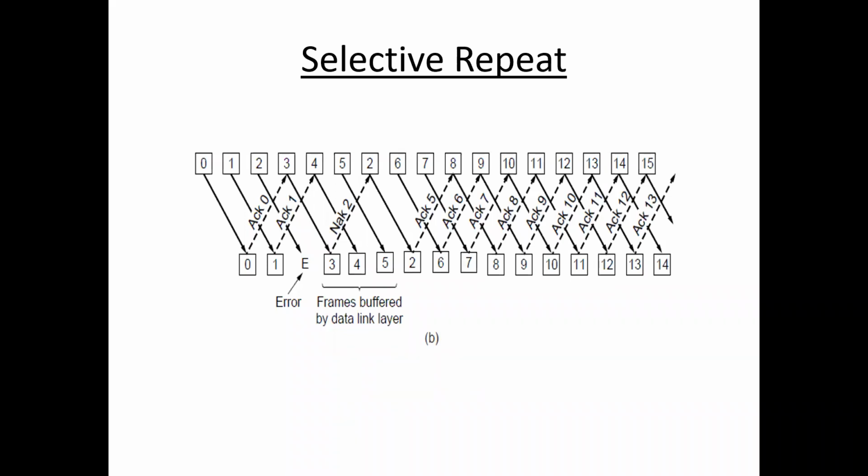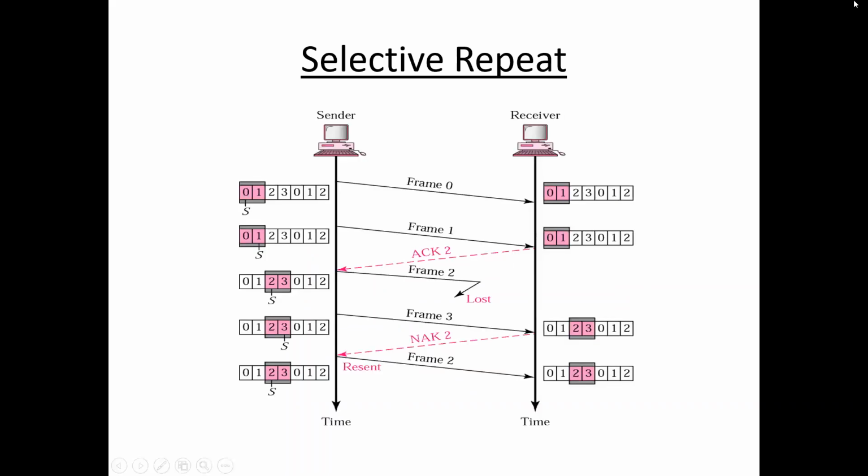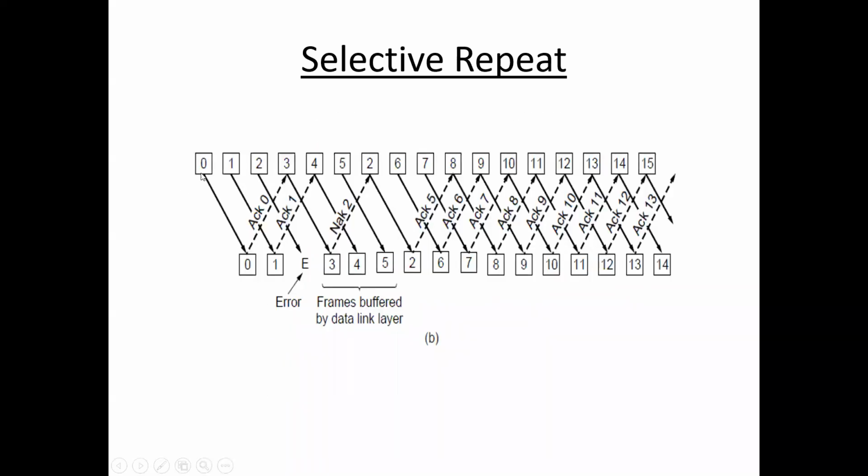See here. 0, 0. That means the sender sends 0 and the receiver receives 0. The sender sends 1 and the receiver receives 1. And here the sender sends 2. Here frame 2 is in error, that means frame 2 is corrupted or damaged. And next 3 is received, 4 is received, next 5 is received.